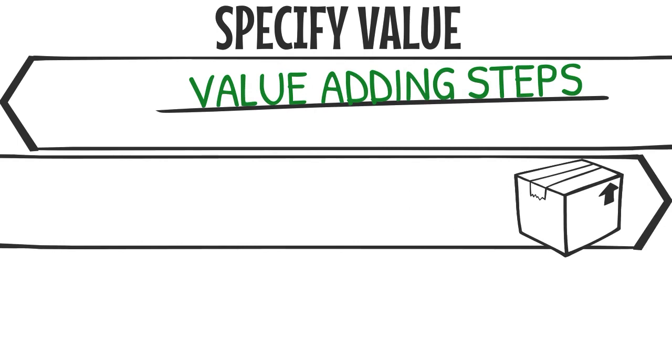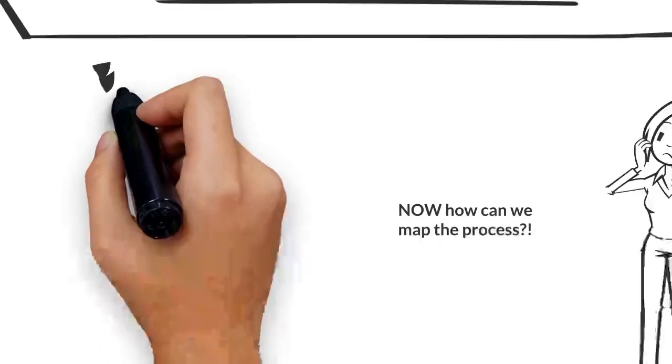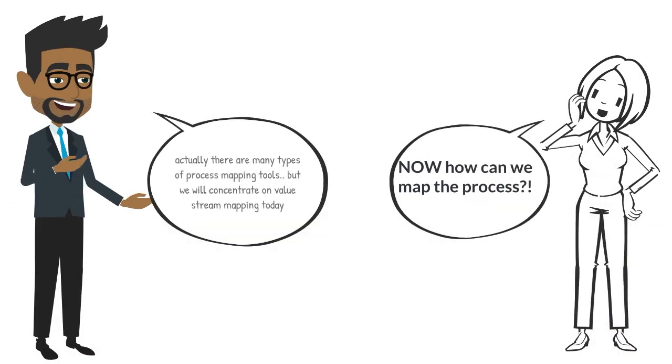To specify value, you need to think about the 3 types of step in any process. Value-adding steps, which add value for both internal and external customers, for example, examining patients. Incidental steps, the steps that add value to the internal customer, but have no value to the external customer, for example, patient registration. Waste steps, that have no value at all, but are there because nobody studied the process, searching for redundancies. After value has been specified, you need to map the process to decrease the incidental steps and eliminate waste steps. Now, how can we map a process?